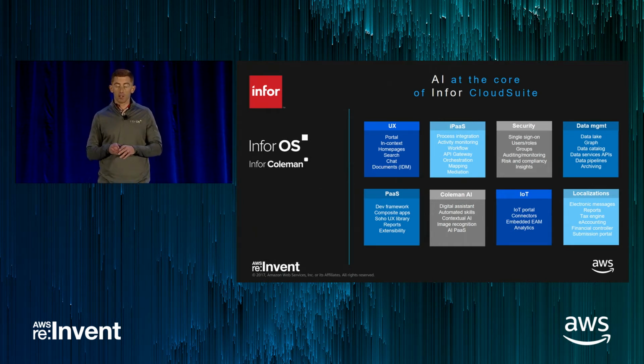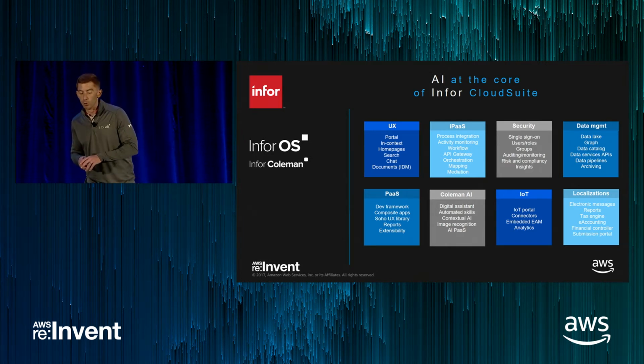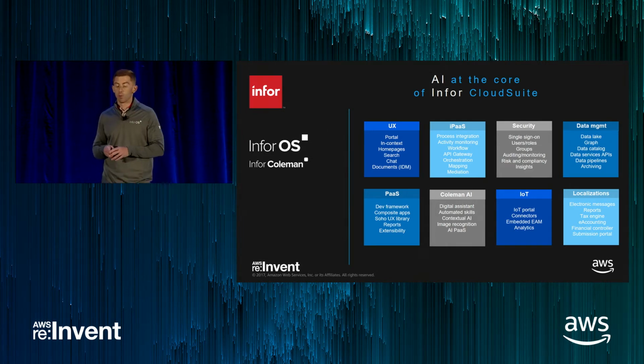And actually, a quick note on the Infor Coleman name. Coleman gets her name from Miss Katherine Johnson, the famous NASA mathematician featured in the film Hidden Figures. And we've got a great movie on that we released at our Inforum event, if you want to go check that out on our website.